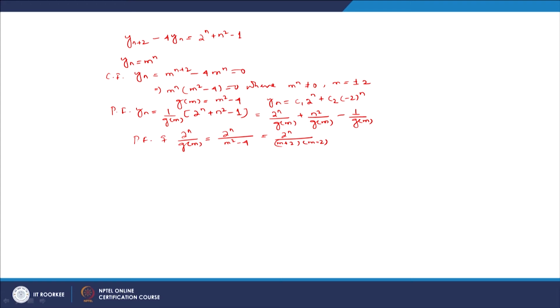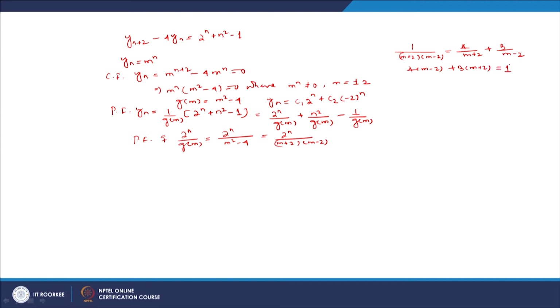So, that is why if you just use partial fractions to get the division form of m plus 2 and m minus 2, we can write this as 1 by (m plus 2)(m minus 2), which equals a by m plus 2 plus b by m minus 2. If we try to find the solution here, we can write a into (m minus 2) plus b into (m plus 2), which equals 1.